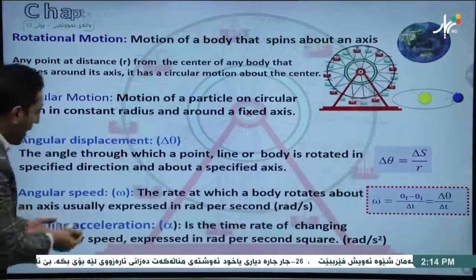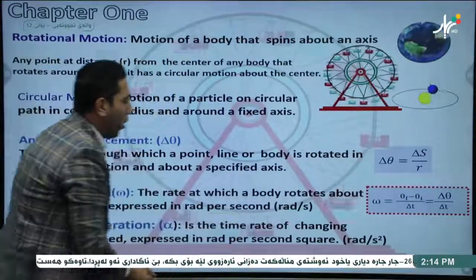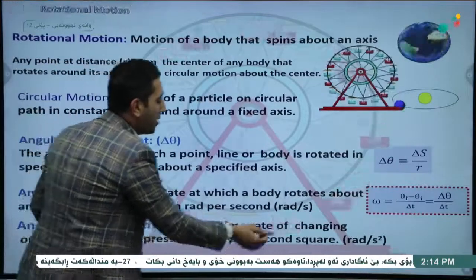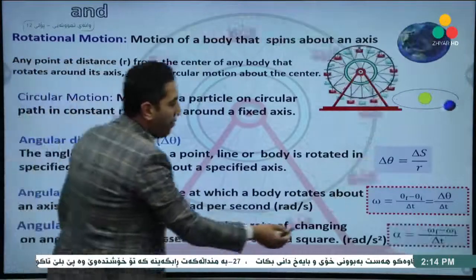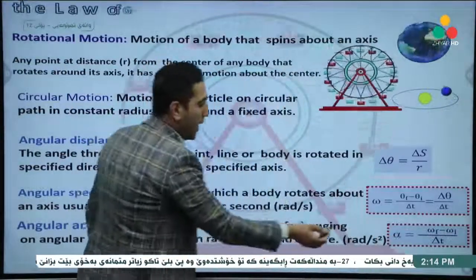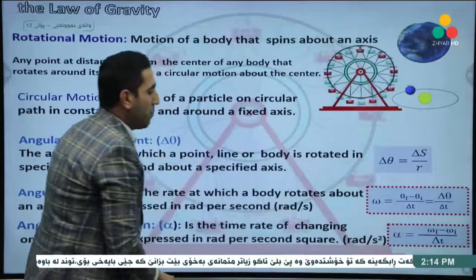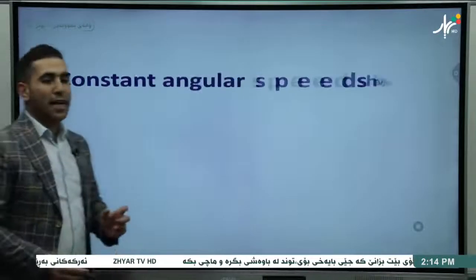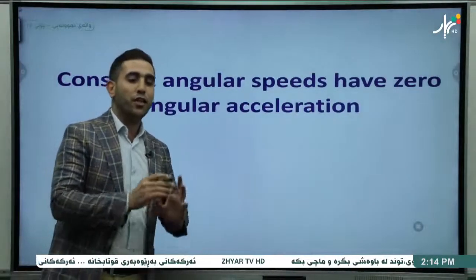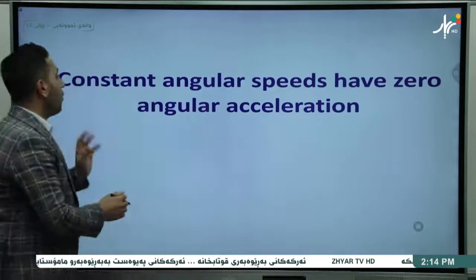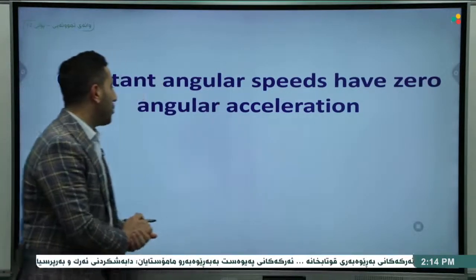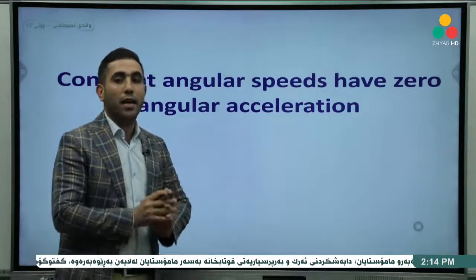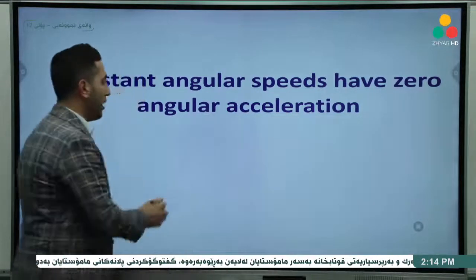And we talked about angular acceleration, the time rate of change of angular speed, expressed in rad per second squared. Alpha is equal to the change in omega, which means omega final minus omega initial over delta t. Now you know that angular acceleration is the time rate of change in angular speed, and a body with constant angular speed has zero angular acceleration.